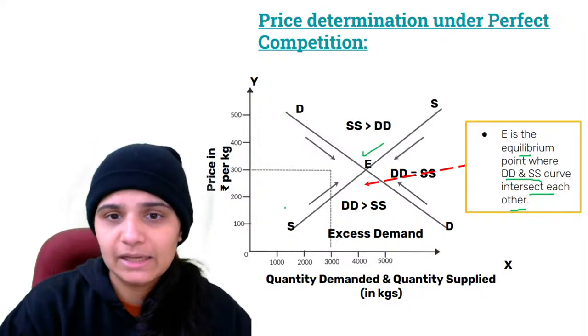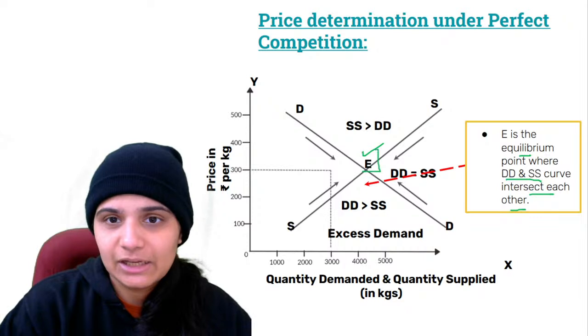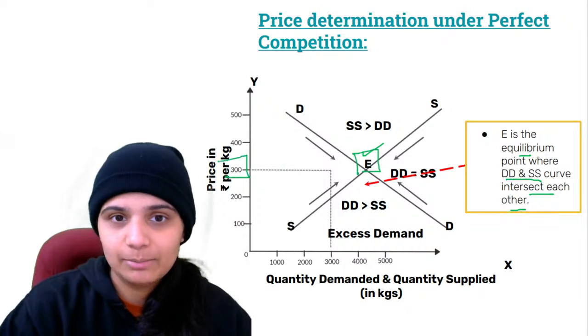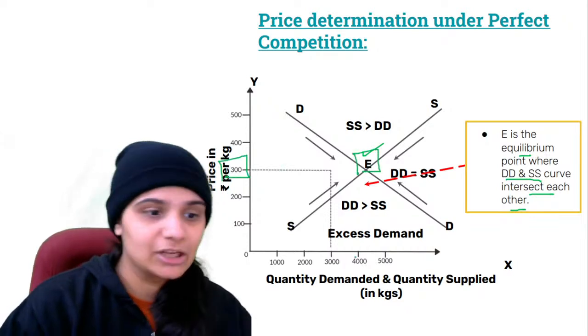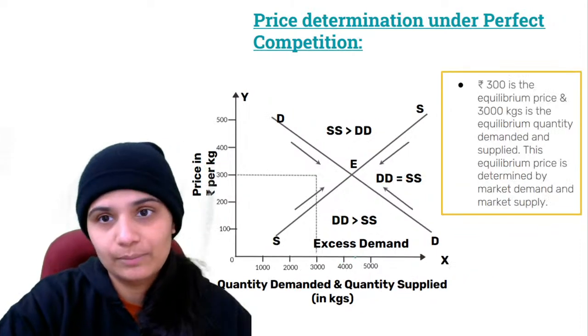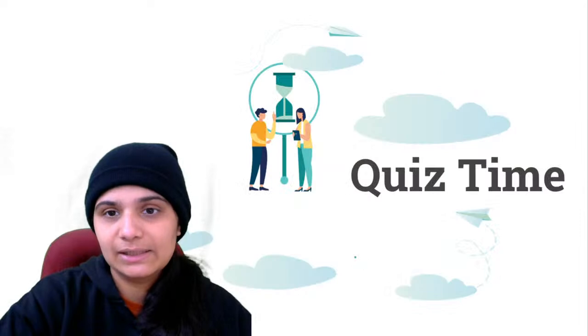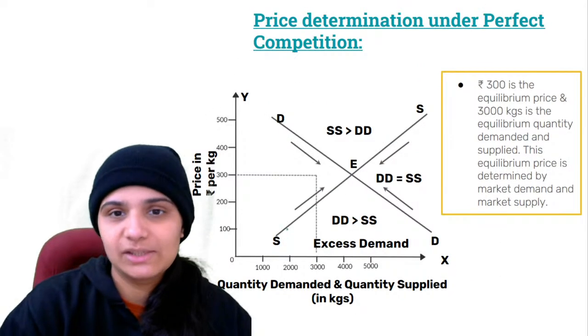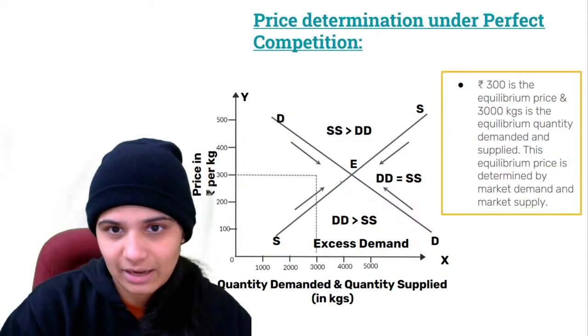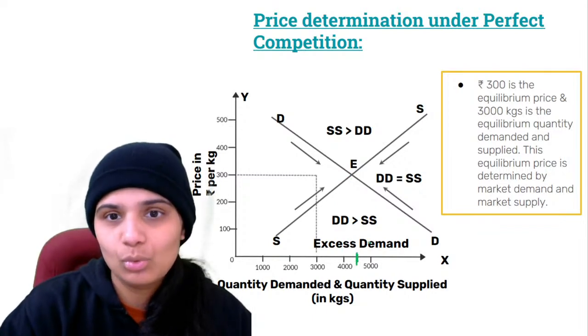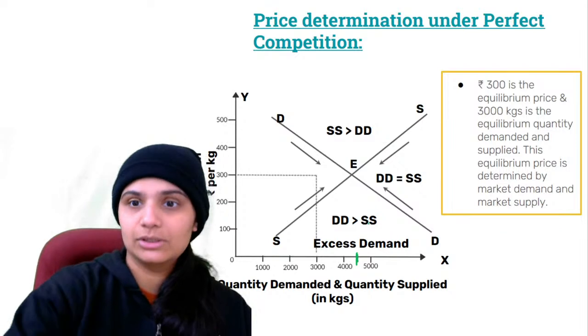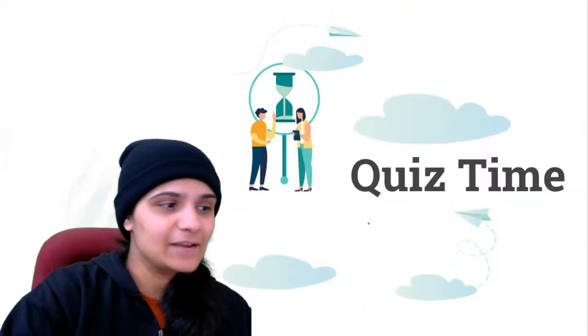So here is the equilibrium, and this is my equilibrium price, and I have my equilibrium quantity also. Whatever quantity comes here, that is the equilibrium quantity. Got it? Let's have your quiz questions.